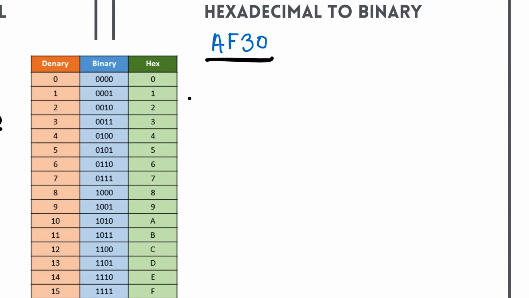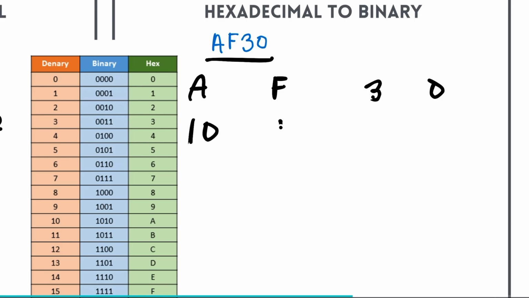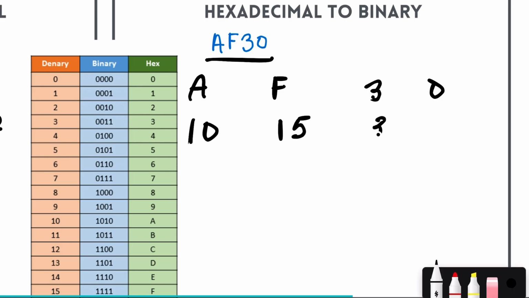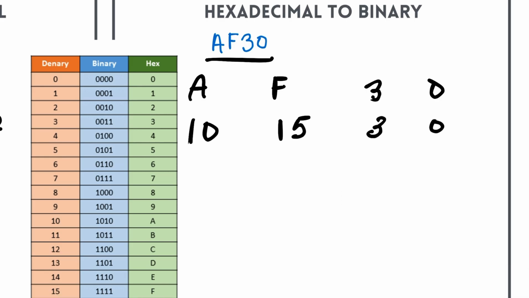So we have A, we have F, we have 3, we have 0. What we're going to do is convert them to the denary form first. We know that A is 10, we have to know that. And you know that F is 15, and 3 and 0 are just numbers, so we're just going to keep them like this. So we're going to write them.